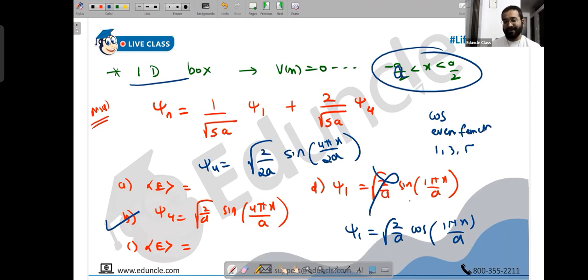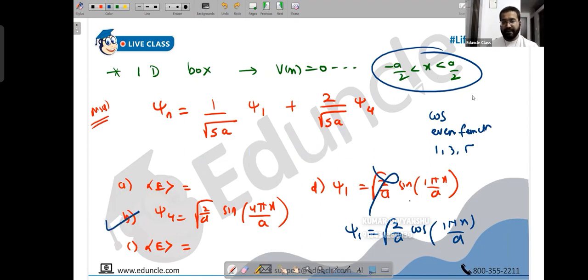If I would have written minus a to a, you can write it if you want. First you copy this and then you just add if the range was minus a to a. I hope first you copied this. Let me write it. Okay.